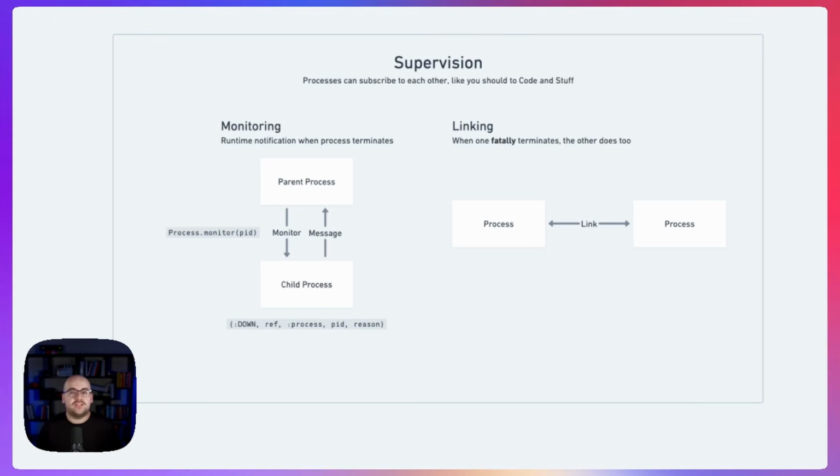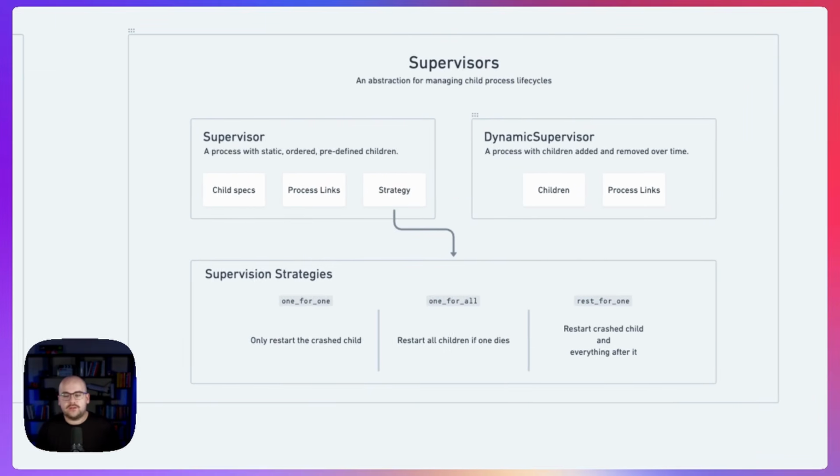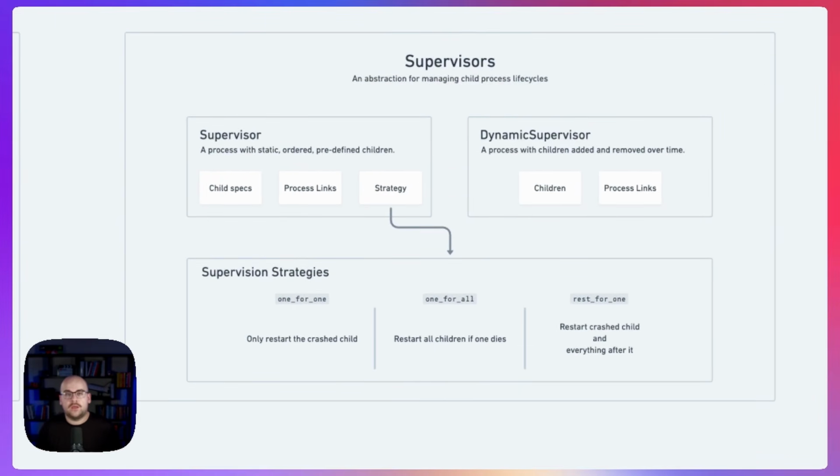Process supervision is so common that there's another special type of process abstraction that comes in two flavors, supervisor and dynamic supervisor. A supervisor is a process whose only job is to start up and look after a static, ordered list of predefined children. If one of the children fails, it'll follow one of three strategies to recover, configured when the supervisor was started. One for one will only restart the crashed child, while one for all will restart all children if one of them dies.